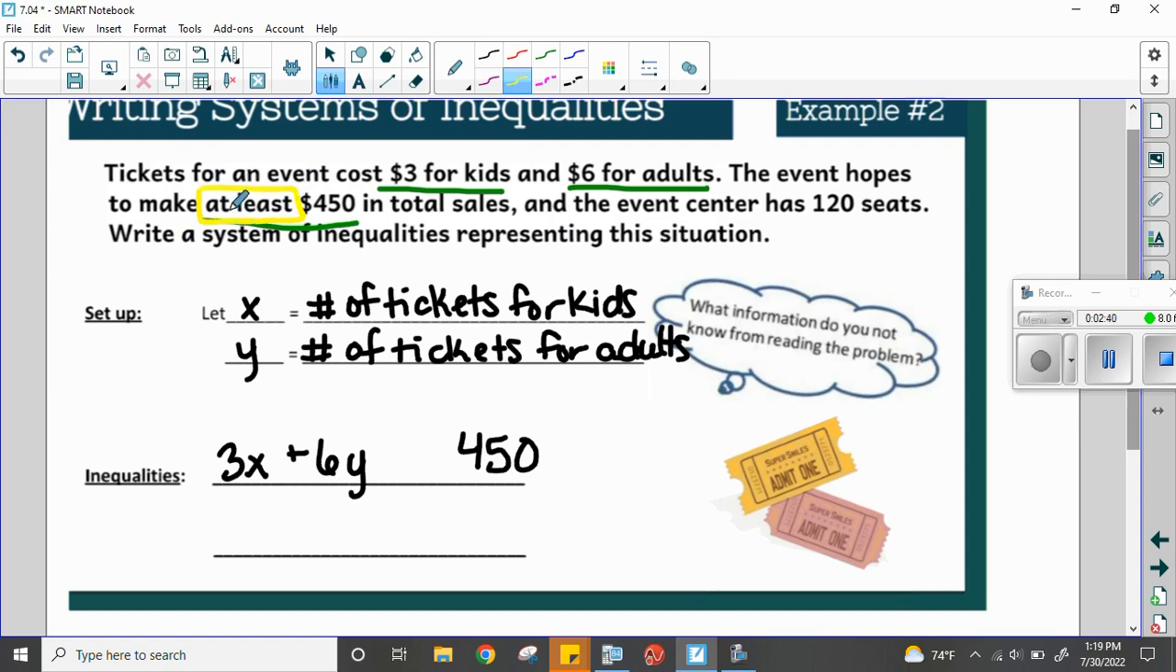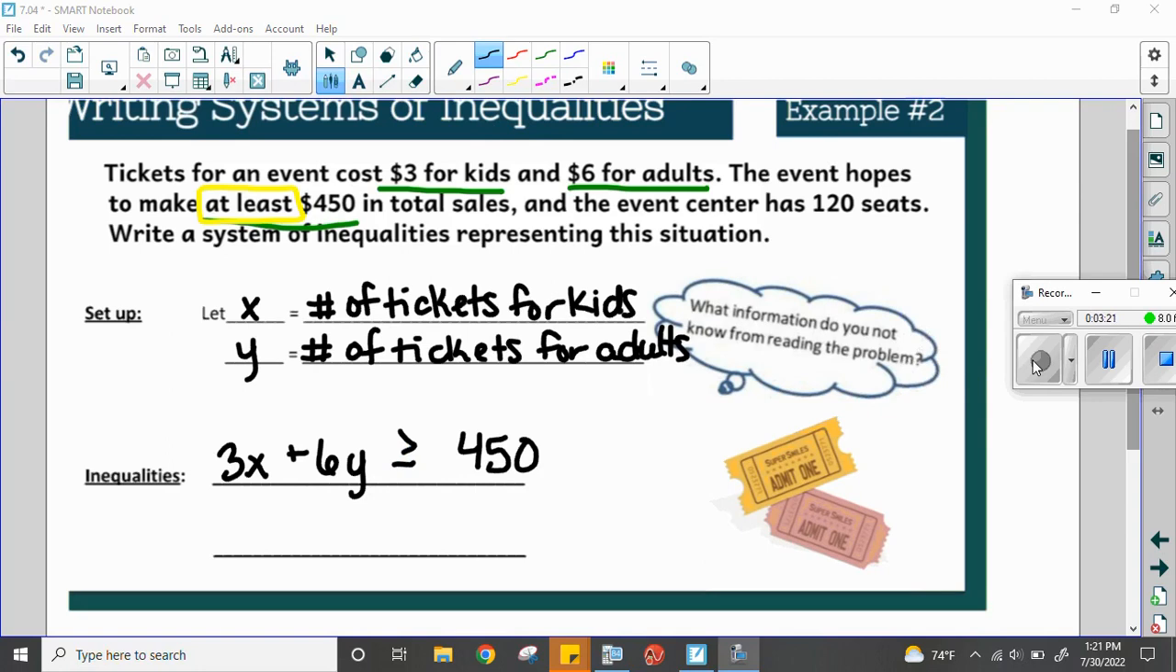Can we go over $450? Do we need to stay under $450? At least means that 450 is the smallest amount of money that we can make. We do not want to go any lower than $450. Anything above $450 would be awesome. So our inequality symbol for at least is a greater than or equal to symbol.